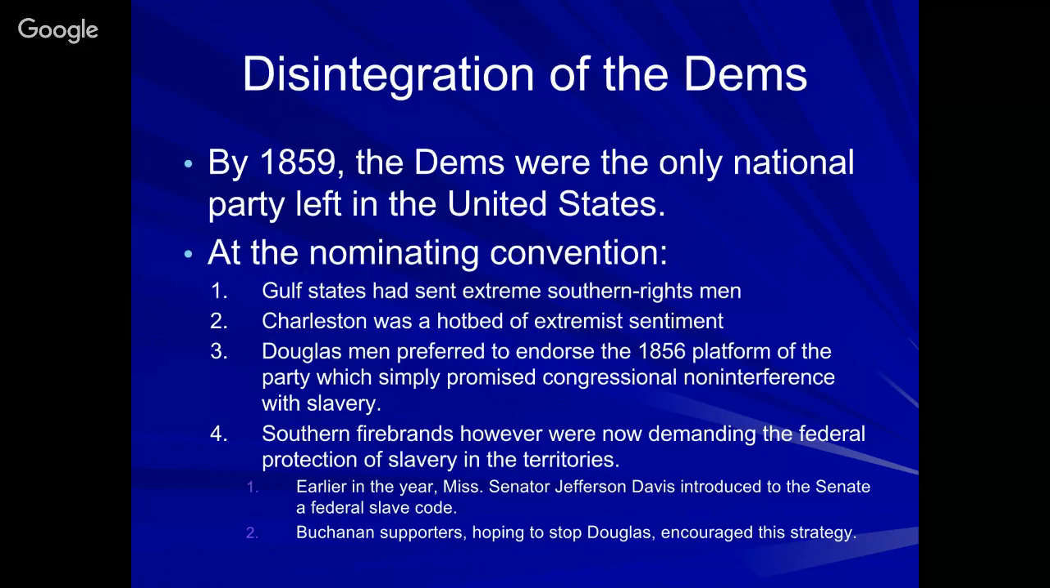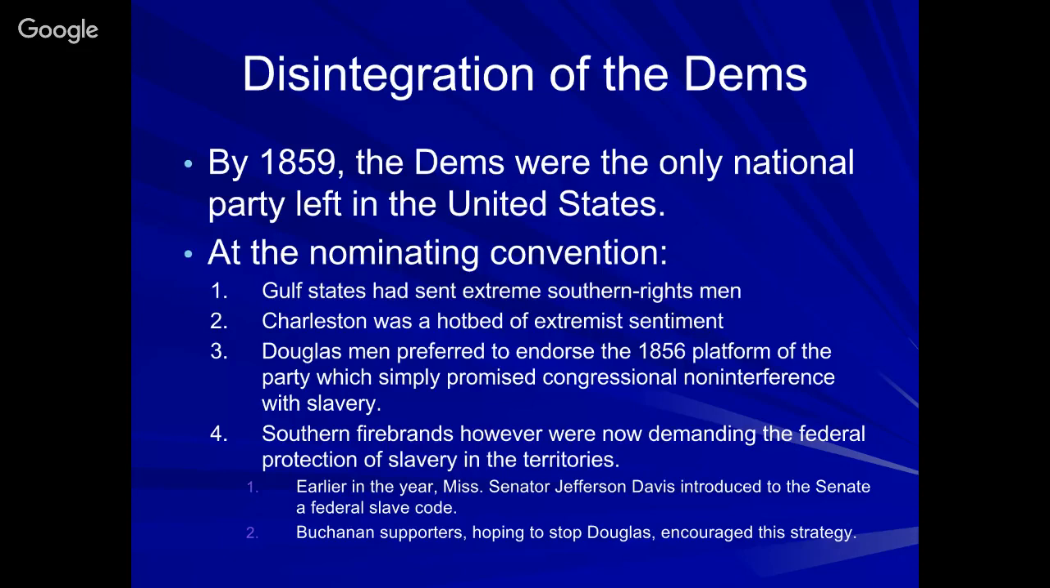Douglas came into the convention wanting to endorse the 1856 platform of the party, which simply promised congressional non-interference with slavery. So his position on slavery was very moderate. And that really upset, if you look at number four, the Southern firebrands who are now demanding the federal protection of slavery in the territories.